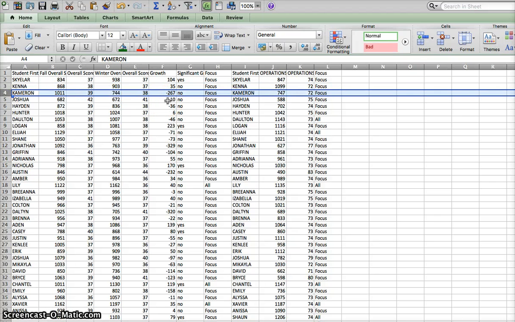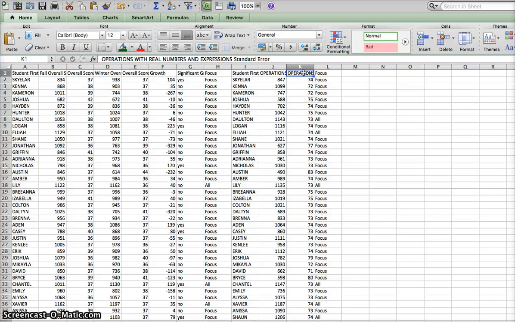Here's a student, Cameron. Cameron went down 267 points, so that's obviously not significant growth, and they're in a focus group. And I look at how Cameron is doing with operations. Well, Cameron needs that one-to-one conversation to say, look, Cameron, you're weak in this area. This is an area you need to grow. It is operations with real numbers and expressions.